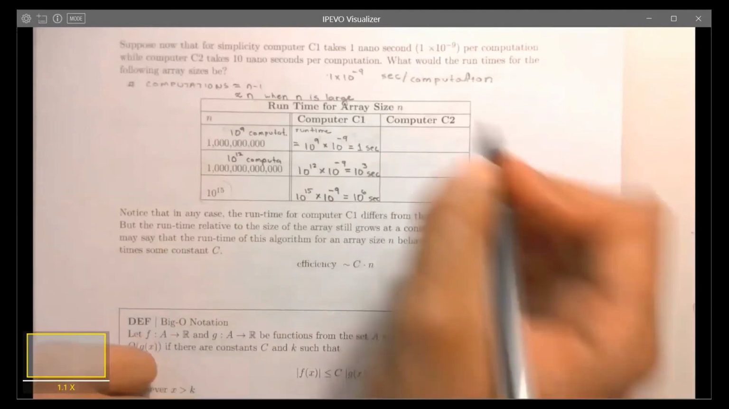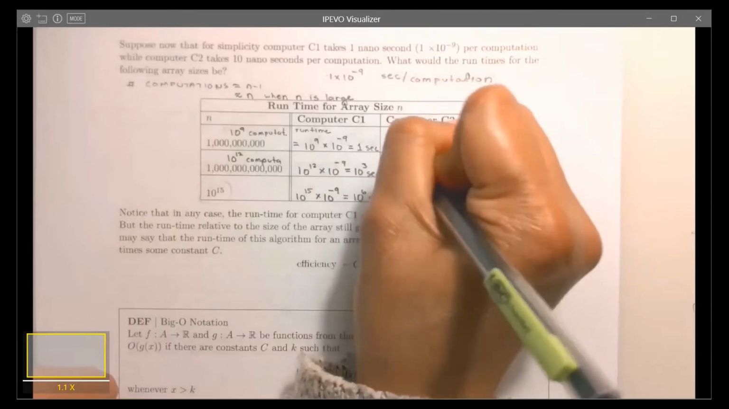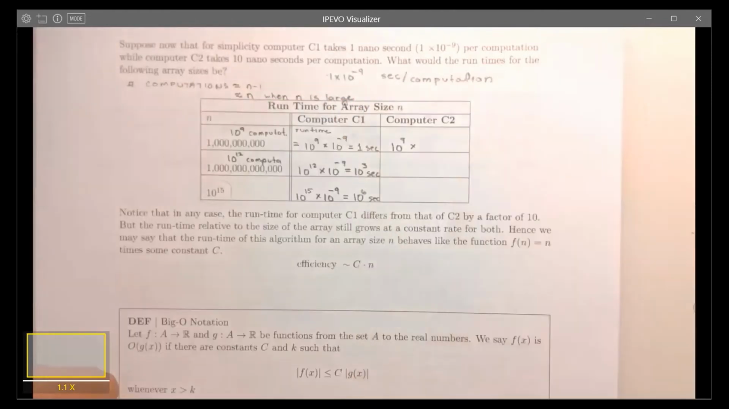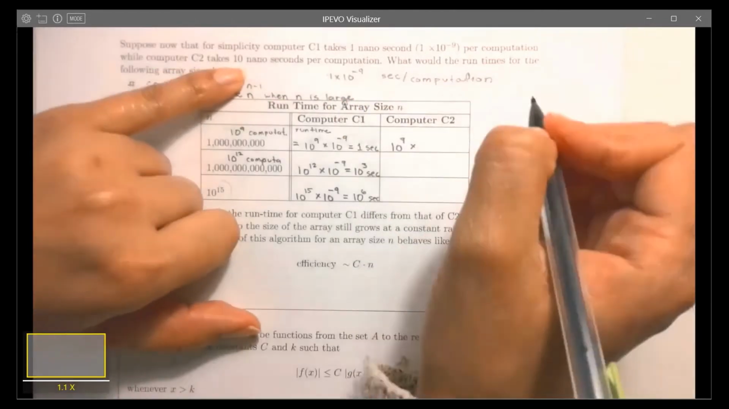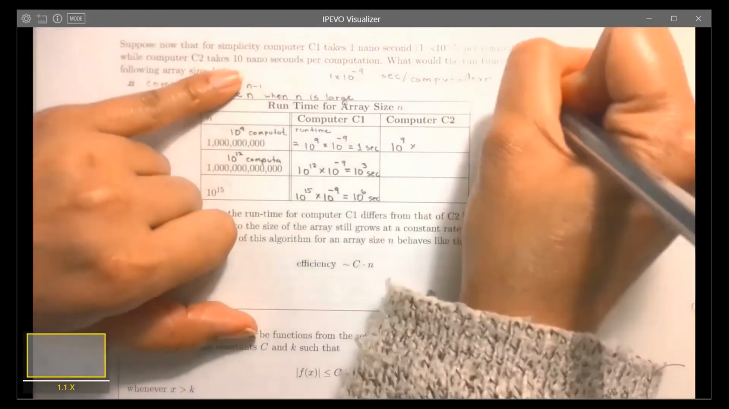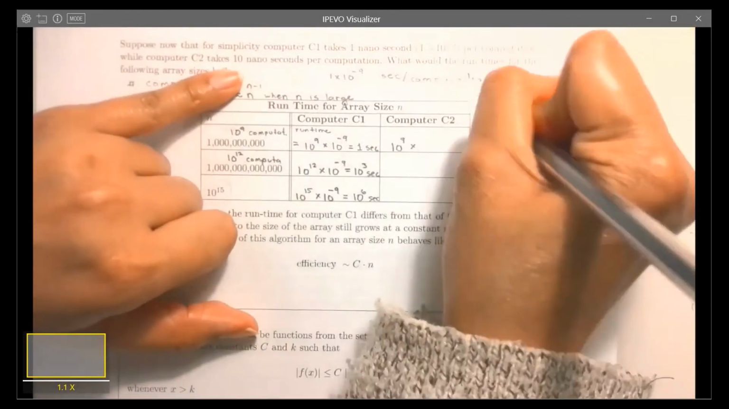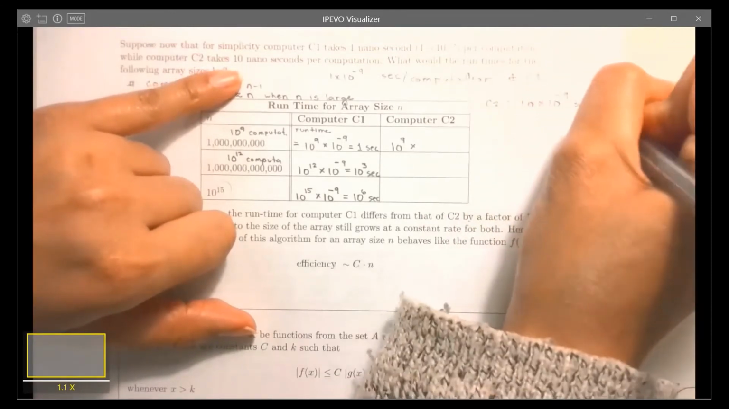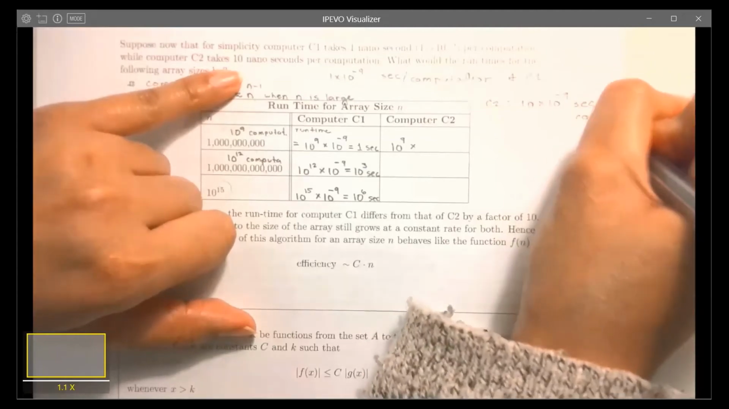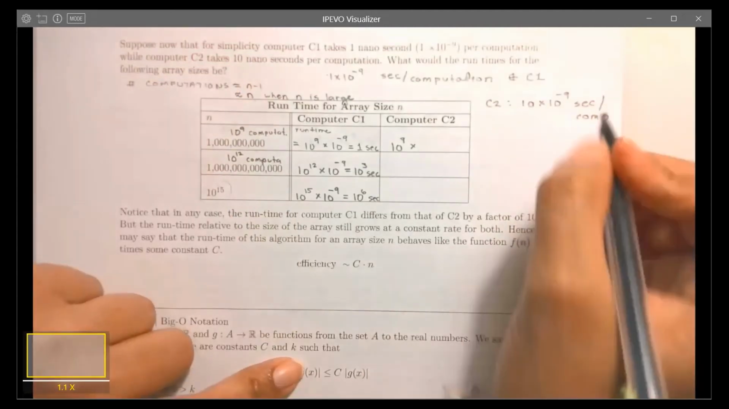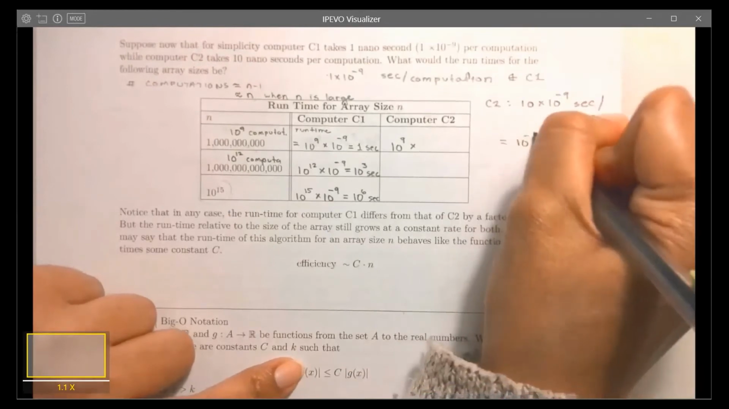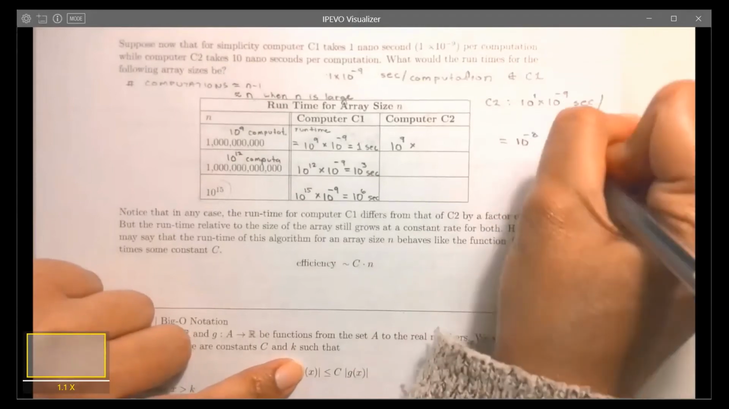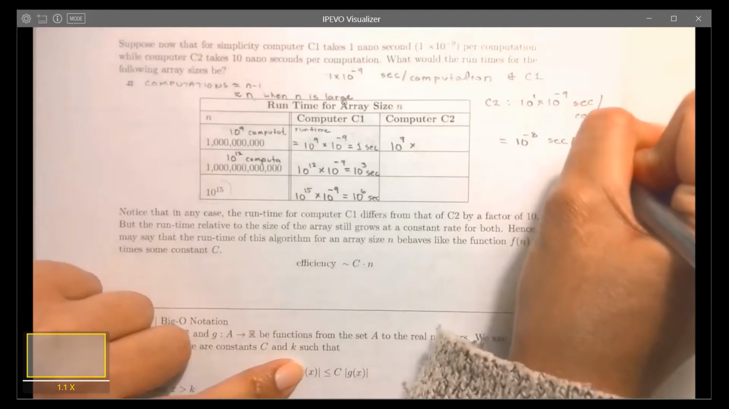What about for computer 2? For computer 2, we'll have, again, the size multiplied by the rate for computer 2. So for C2, it takes 10 nanoseconds per computation. So this was for computer 1. For computer 2, it's 10 times 10 to the minus 9 seconds per computation, or in other words, that is the same thing as 10 to the minus 8, right? Because this is like 10 to the 1, and 1 minus 9 is negative 8. So it's 10 to the negative 8 seconds per computation.